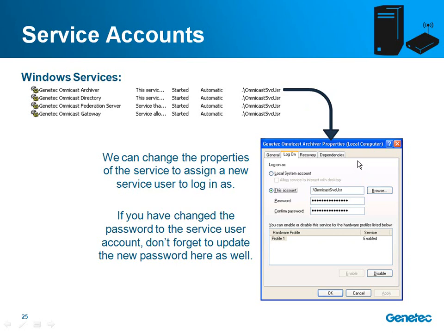Now, if you're using the Omnicast service user account, please make sure to change the password. The default password can be obtained by contacting the Genetec Technical Assistance Center. Once the password has been changed, don't forget to update the password field in the service properties as well.